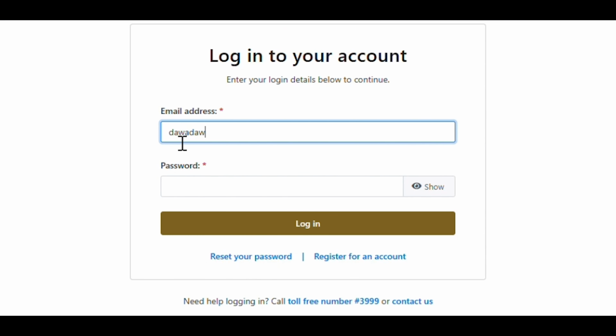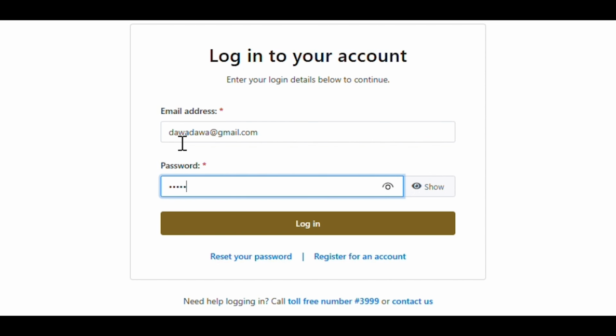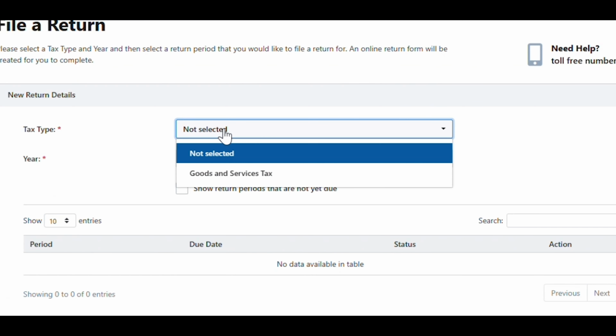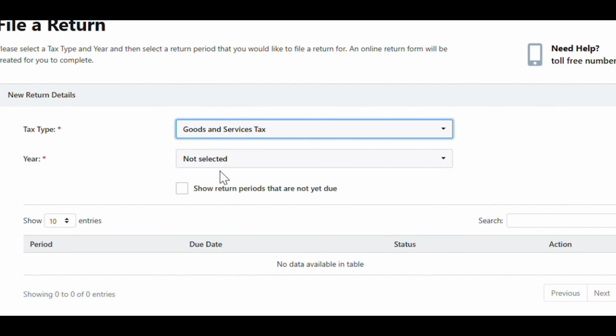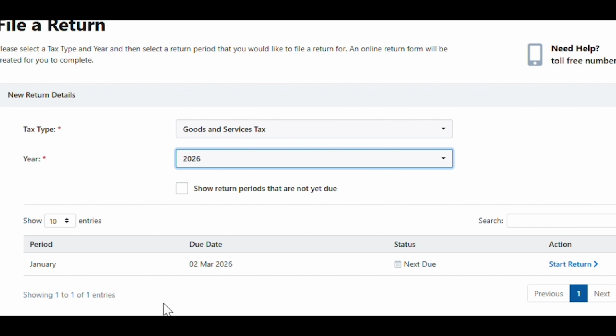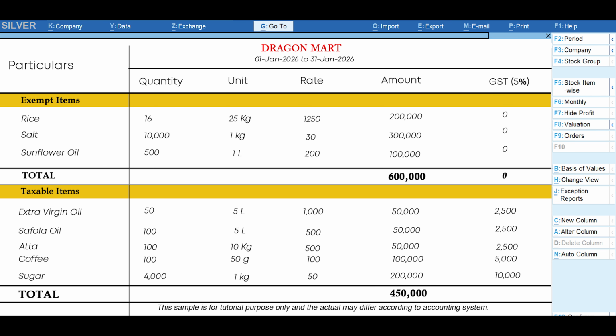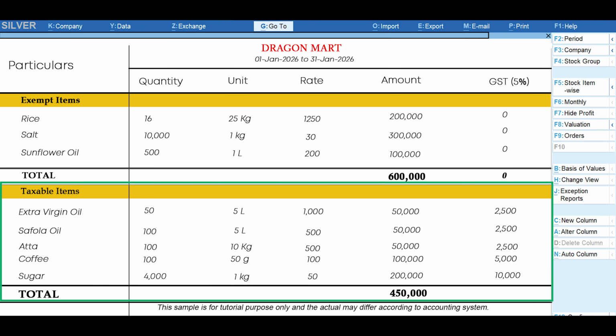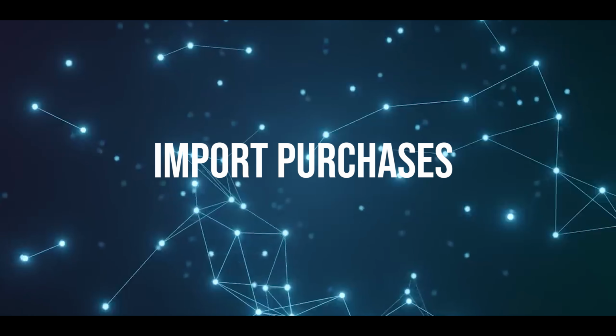Dawa logs into BITS Online and clicks on Returns. January 2026, File Return. Dawa has separated his transactions in his accounting software. Exempt items in one category, taxable in another. This makes GST filing so much easier.